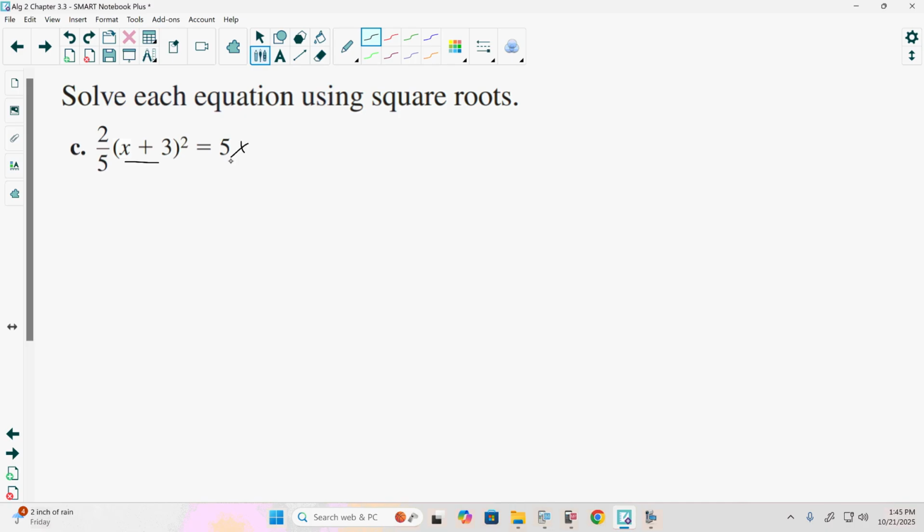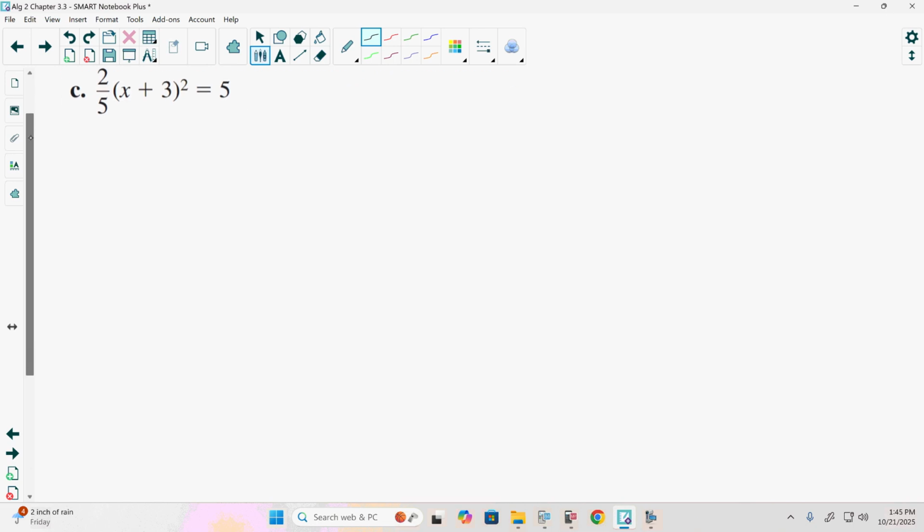Now, if we had the other side being 5x, or we had an x term outside of these parentheses being squared, we could not just solve it by the square root method. We'd have to actually simplify those parentheses out and solve from there. But since the only place the variable shows up is inside that set of parentheses squared, we can still use the square root method steps.